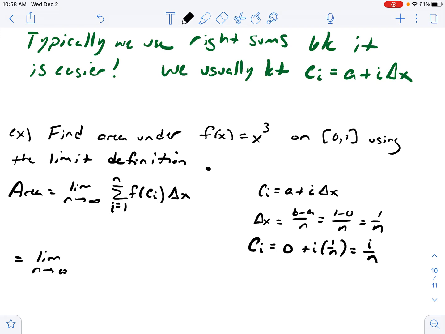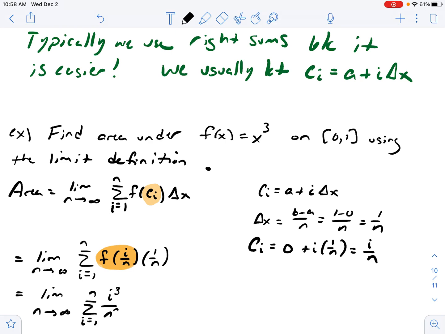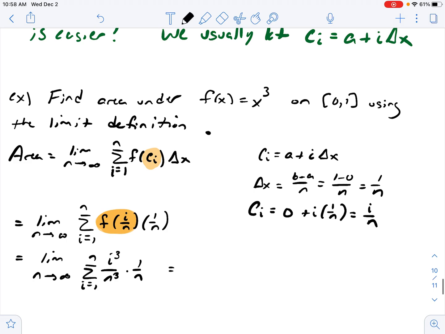So let's go ahead and now sub in for this stuff. So we have limit, n goes to infinity, summation, i goes from 1 to n. Okay, subbing in for c sub i, that was i over n. Subbing in for delta x, 1 over n. Now I'm going to evaluate, so first thing we did was sub that in. Now I'm going to evaluate the function. And I'm cubing here. It's the cube function. So I got a cube i over n. That's not too bad. That's i cubed over n cubed times the 1 over n.